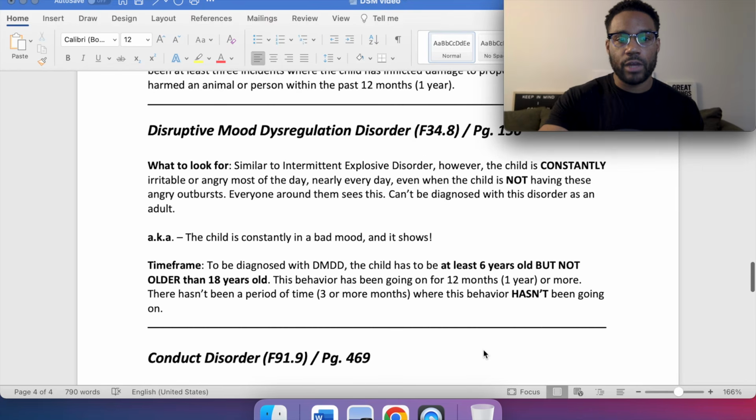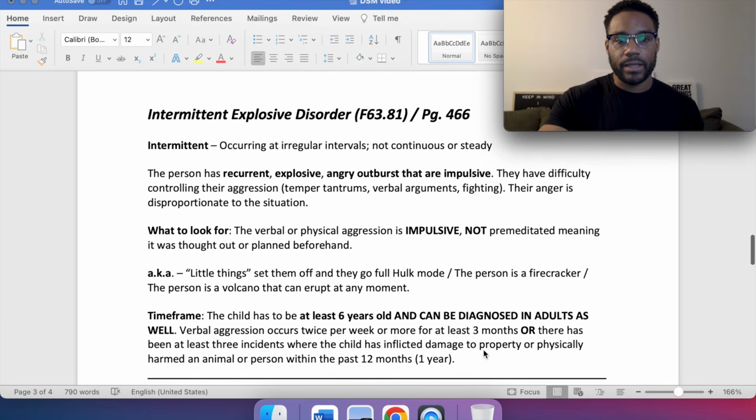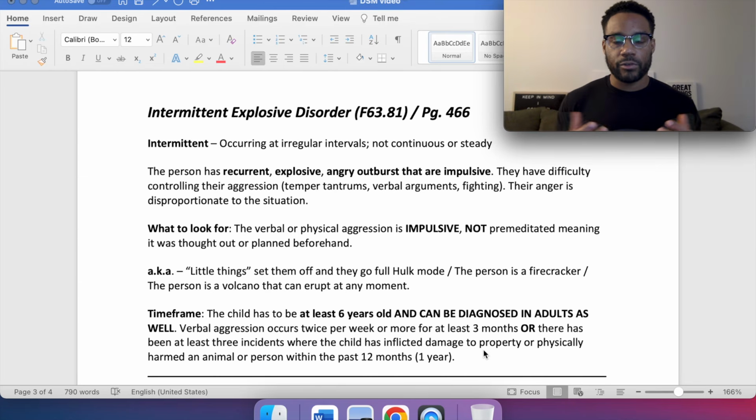And then when you go up to intermittent explosive disorder, again, short fuse, you go in full hawk mode, a lot of anger outbursts, it's impulsive. You're not doing this to be a bully, it's not premeditated. It's just you have that short fuse, you go off, right? But at baseline, you're chill. You just have that short fuse.